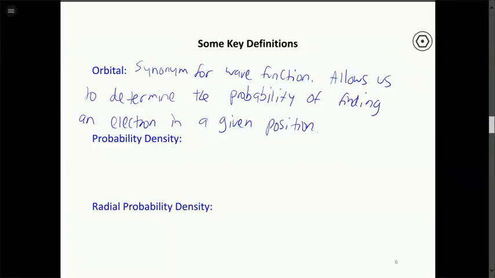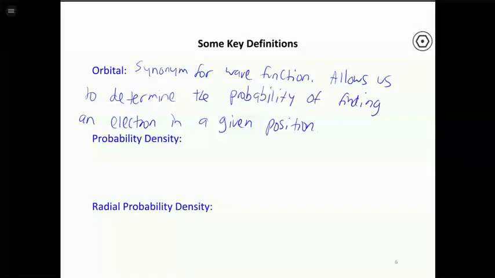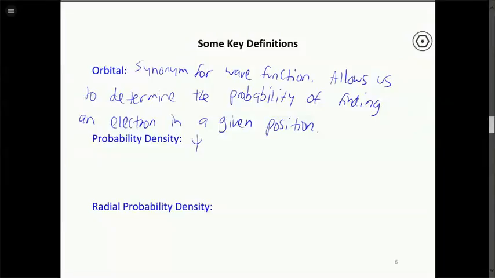All right. So then the two things we're going to talk about in relation to this are what are called probability density and radial probability density. These are both related to the wave function, but they give us some idea about the probability of finding an electron near the nucleus or in some region outside the nucleus. So probability density is given by psi squared. So if we square the wave function, that gives us the probability density. And it's really simply all that it is, the probability of finding an electron at a given point in space.